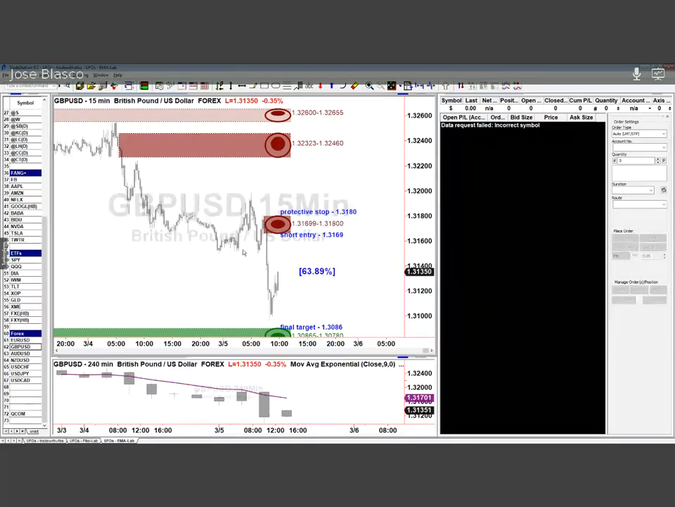Now, in the meantime, it could be very, very useful and very, very common to go ahead and somewhere in the middle of this move, set up what we call a safety target, where halfway into this move, you could scale out half of the position. So I need to calculate that.